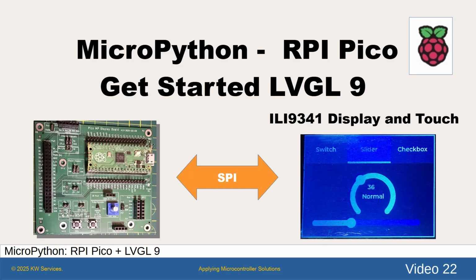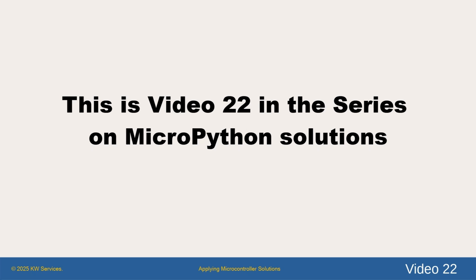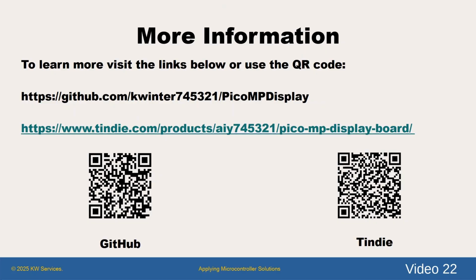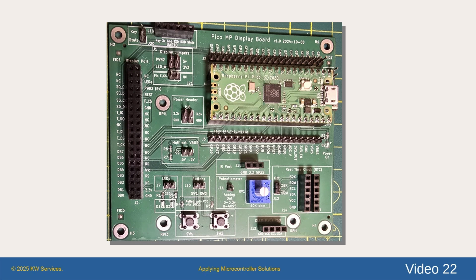This is video 22, in which we help you get started with MicroPython LVGL 9 graphics on a Raspberry Pi Pico. The code for this video is at the GitHub site. This video on MicroPython LVGL is specific to the Raspberry Pi Pico RP2040 board.